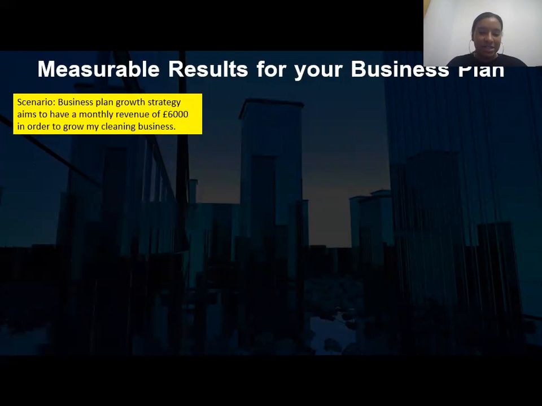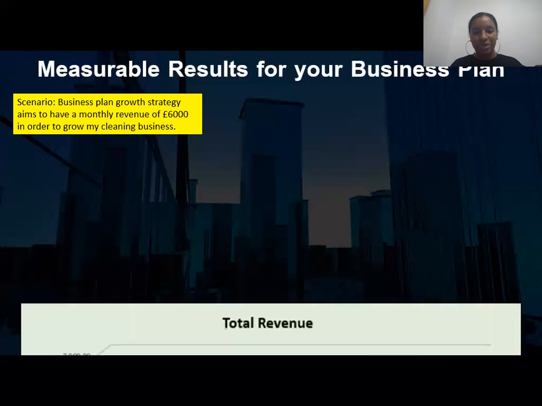Let's look at the first one. Here's the scenario for you. My business plan growth strategy aims to have a monthly revenue of £6,000 in order for me to grow my cleaning business. Now, if I don't have a sales forecast, how am I going to know when I've reached that £6,000 mark? I won't know until the end of that month, when the £6,000 is already in my bank, which means I'm already late in implementing the next stage of my growth strategy.